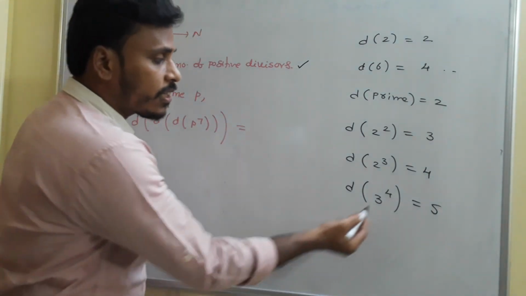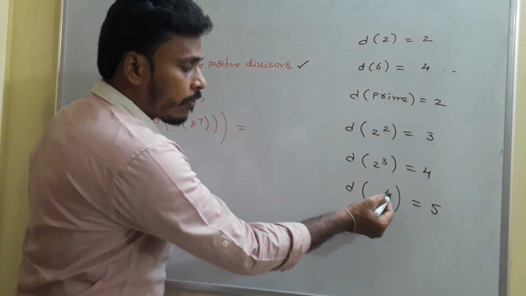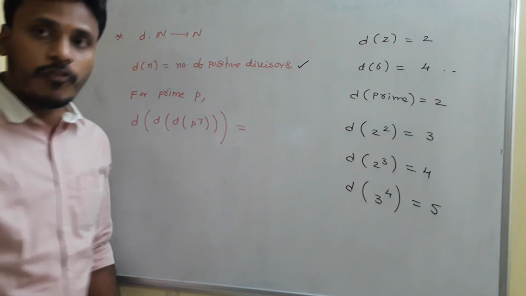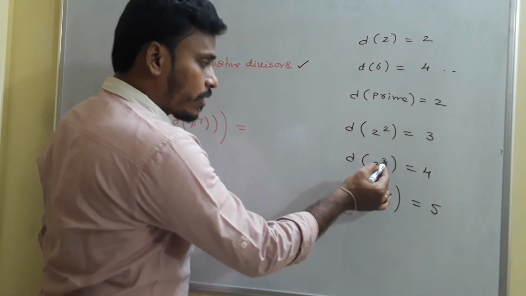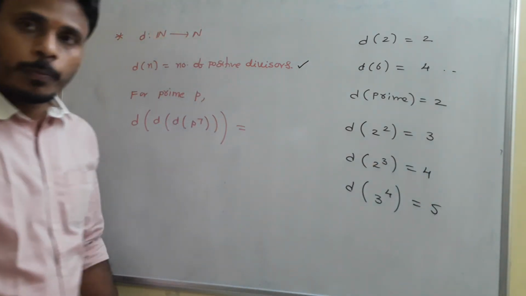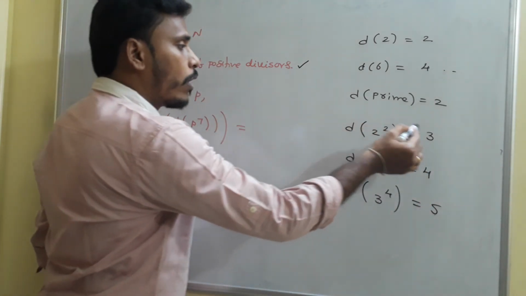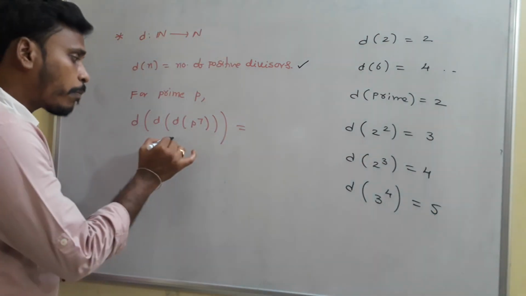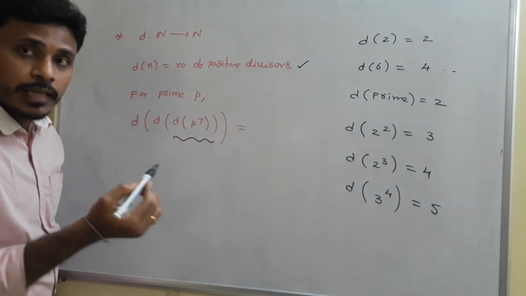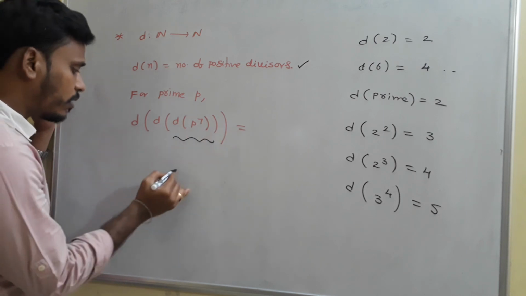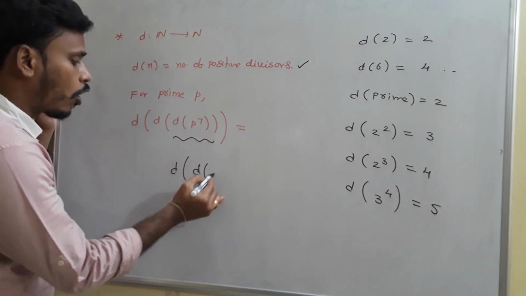So like that, just observe. Prime number to the power 4, the number of factors are 5. Prime number to the power 3, the number of factors are 4. Prime number to the power 2, number of factors are 3. Here prime number to the power 7, the number of factors are 8. So this is equals to d of 8.